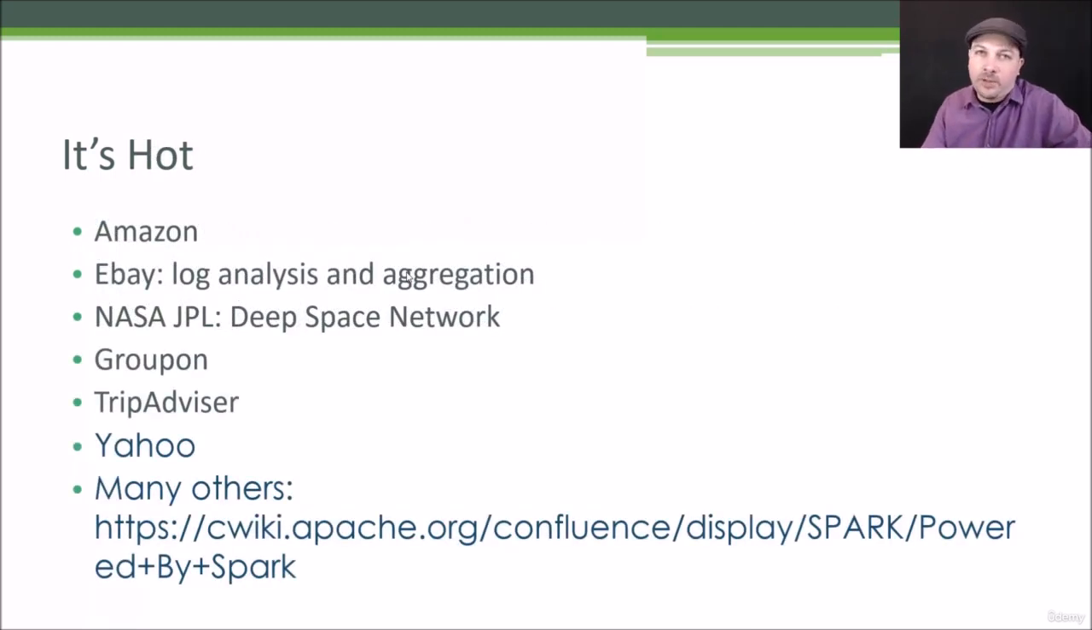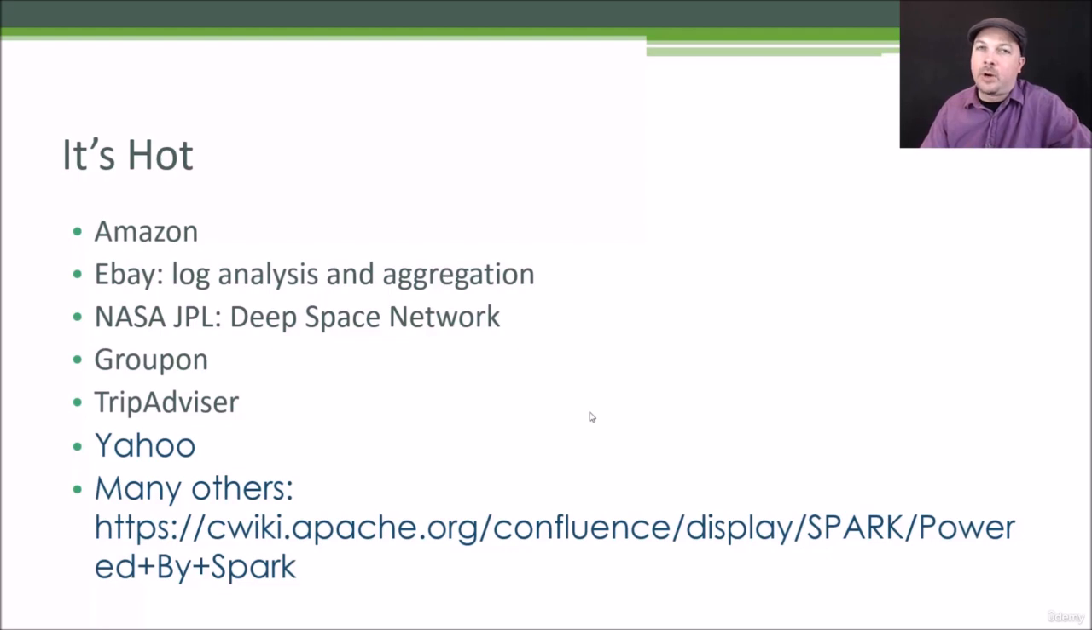Spark is a very hot technology, relatively young, so it's still very much emerging and changing quickly. But a lot of big people are using it. So Amazon, for example, has claimed they're using it. eBay, NASA's Jet Propulsion Laboratory, Groupon, TripAdvisor, Yahoo, and many, many others. I'm sure there's a lot using it that don't fess up to it. But if you go to the Apache Spark wiki page here, there's actually a list you can look at of known big companies that are using Spark to solve real-world data problems.